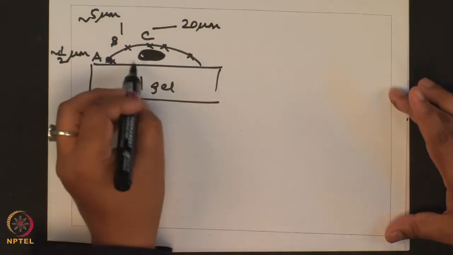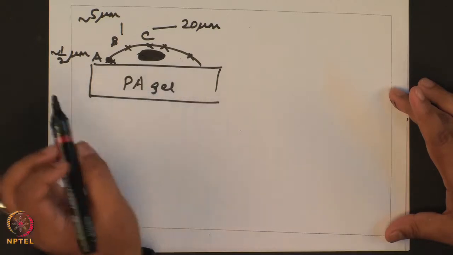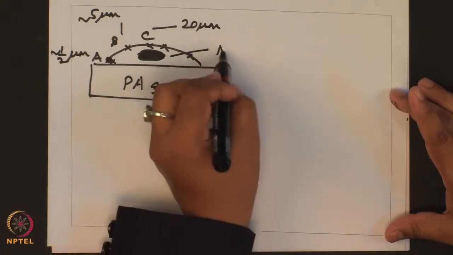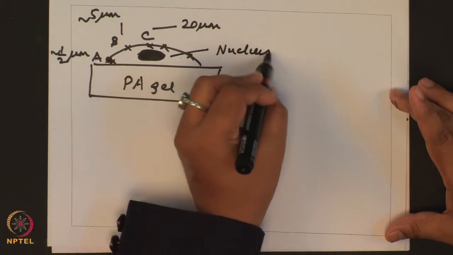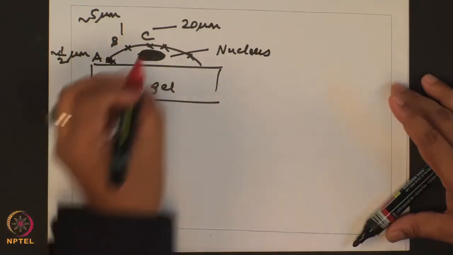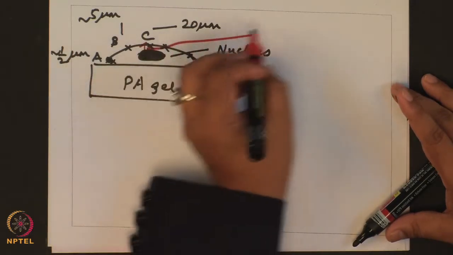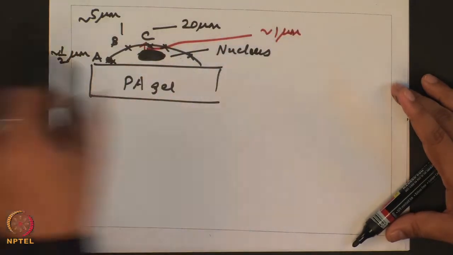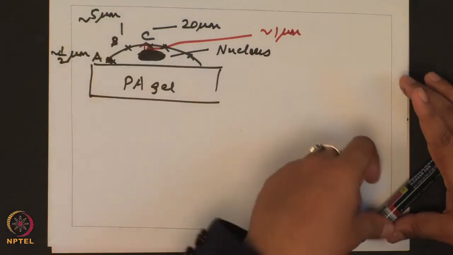So, what you see is at point C, you have the nucleus right underneath the top of the cell, to the extent that this gap can be of the order of 1 micron. So, most of it is in the nucleus at this point.